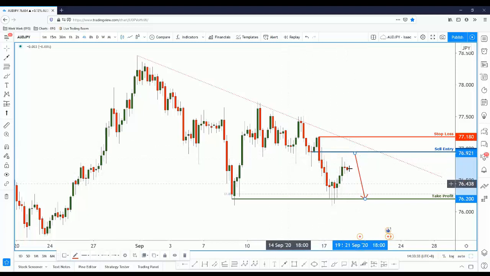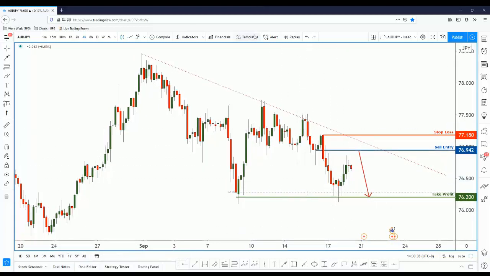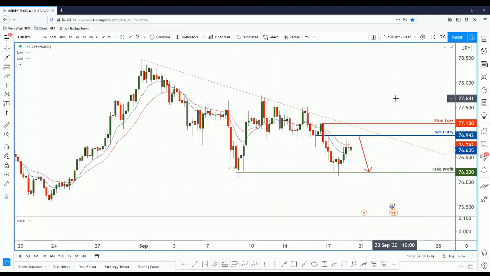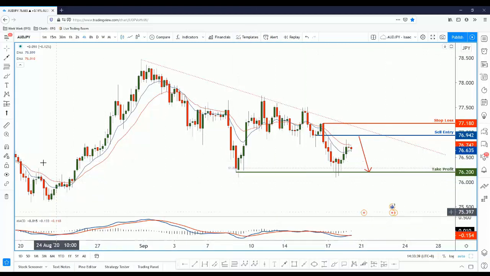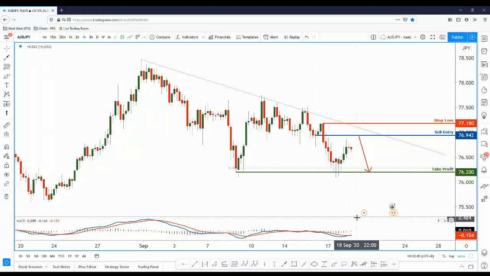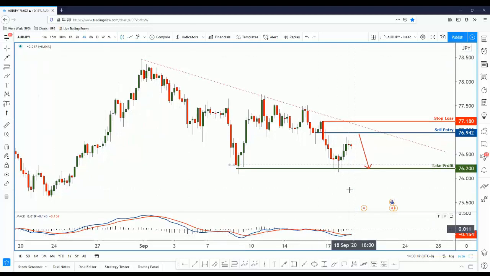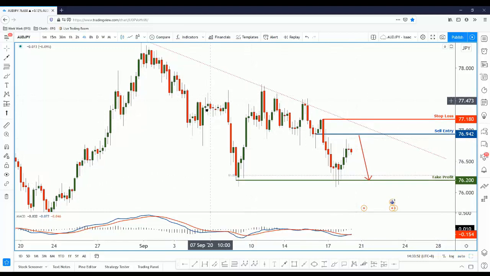So last thing that we have to check is we use our indicators. We see that price really, because it's chopping around here, there's really no point in looking at moving average. We see that price is below zero. So price is below zero, it means that we are still in a bearish environment. We can expect price to go lower.